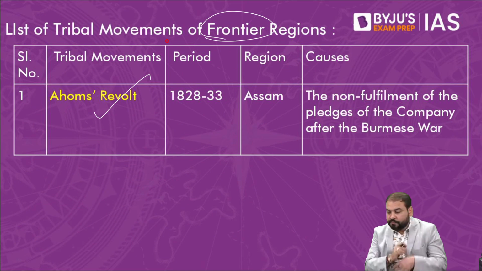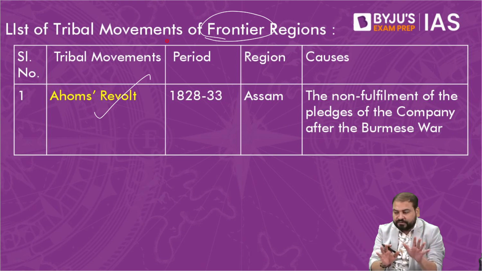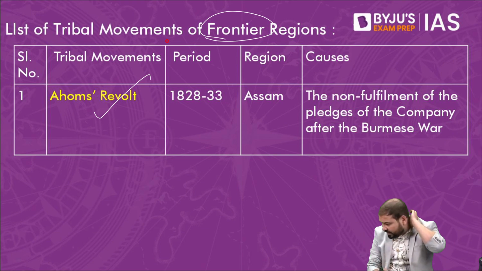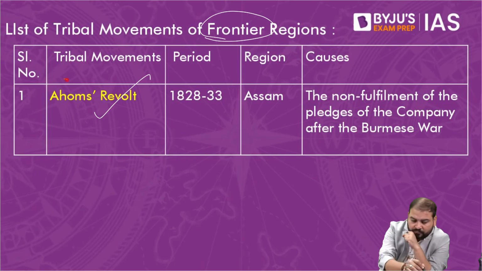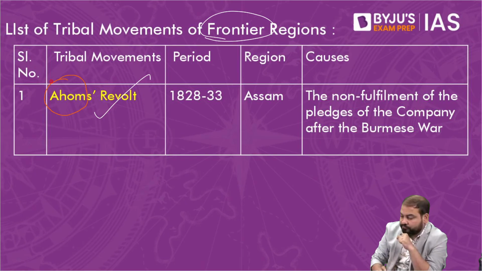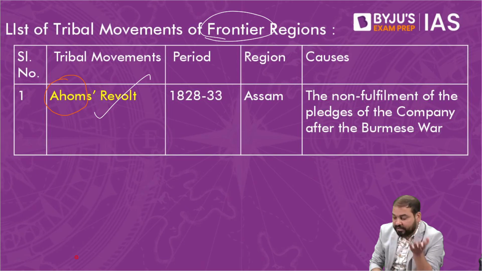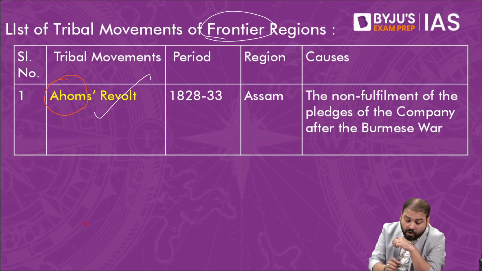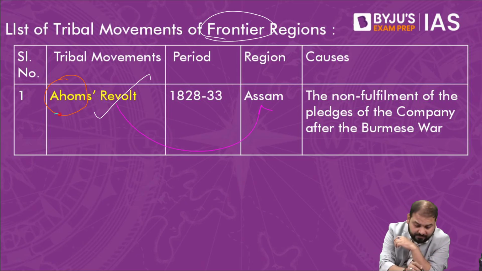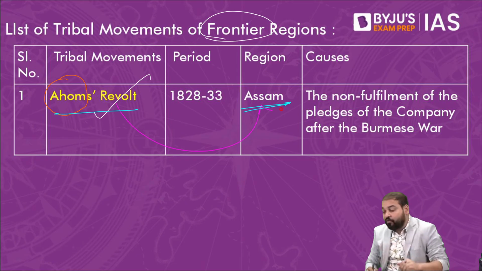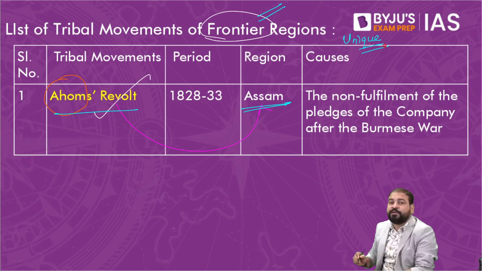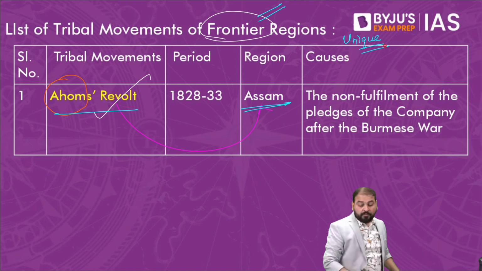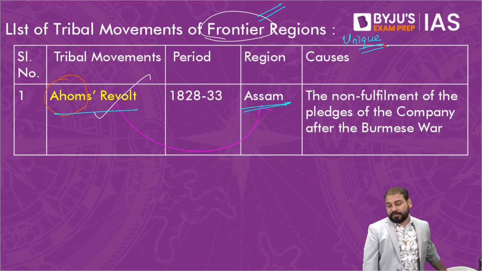4 slides I'm doing directly from here. Anyone from Assam here? Because he's the leader. These are localized. Everyone, the Ahom revolt, Assam. Please remember this, the area. And all the causes in the frontier revolts are very, very unique. So please remember the causes of the revolts in a good manner.